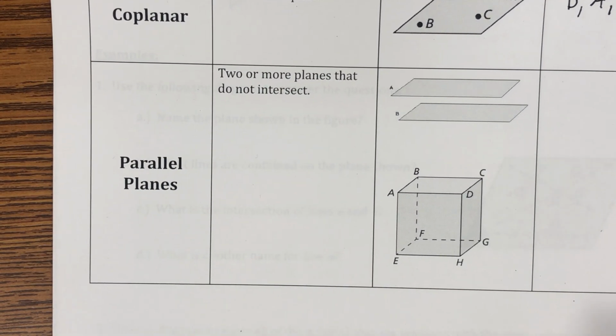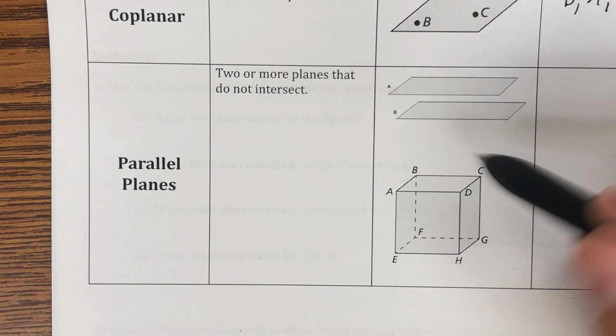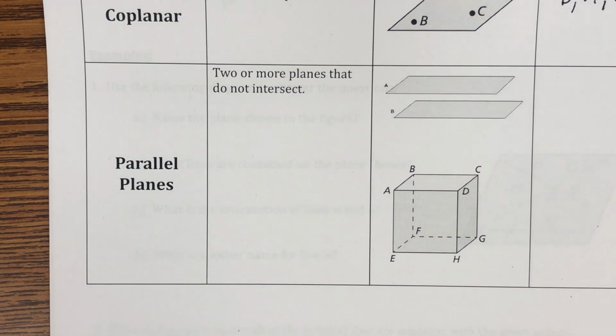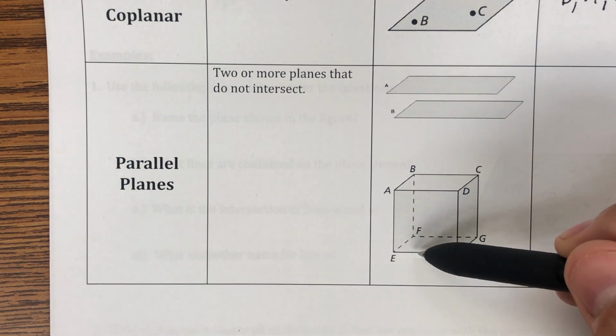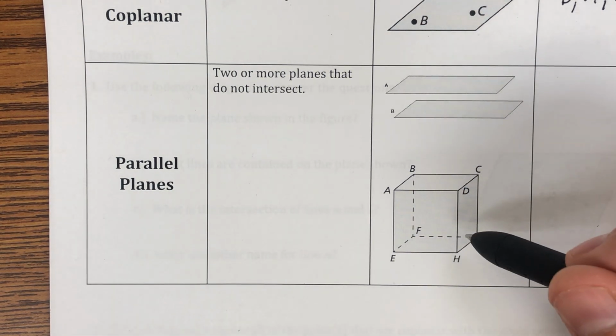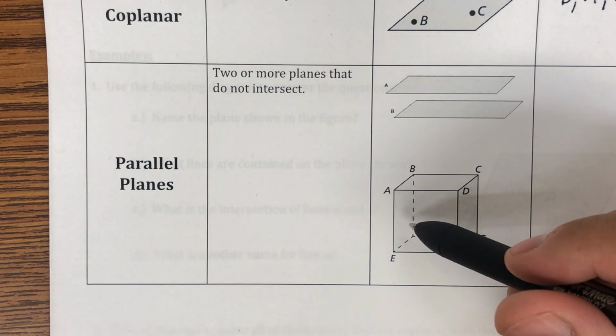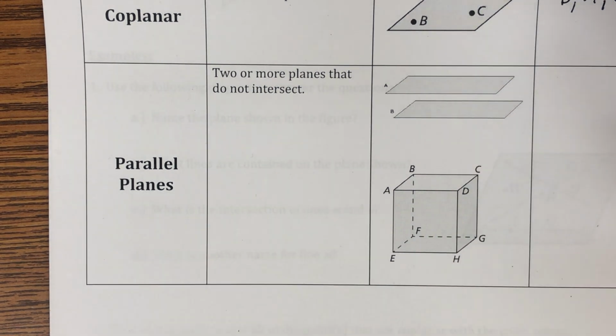Parallel planes are 2 planes that do not intersect. So in this case, when we look at this box, I know that it appears as if the box is ending, and that's really because I can't draw something on a piece of paper indefinitely. So we just have to assume that the top and the bottom would keep going on forever and ever. Same thing with the right side and the left side, or the front and the back.